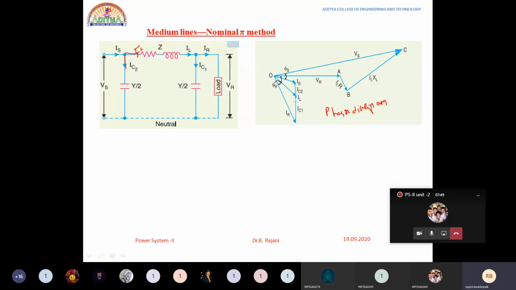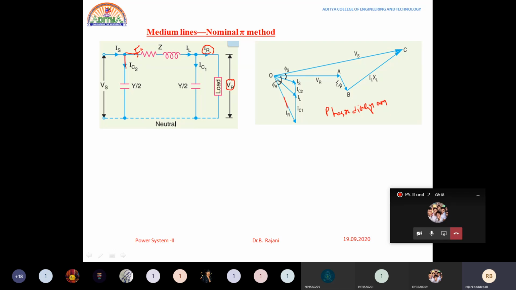See here, we have a leading current IC1. IC1 leads V1. This is the IC1 current, towards the receiving end side. VR is taken as the reference, and IR lags VR. Each and every term we have to represent in this phasor diagram. Let me go from this side. First VR, taken as the reference. Now I'll go for IR. IR lags VR by an angle of phi r.